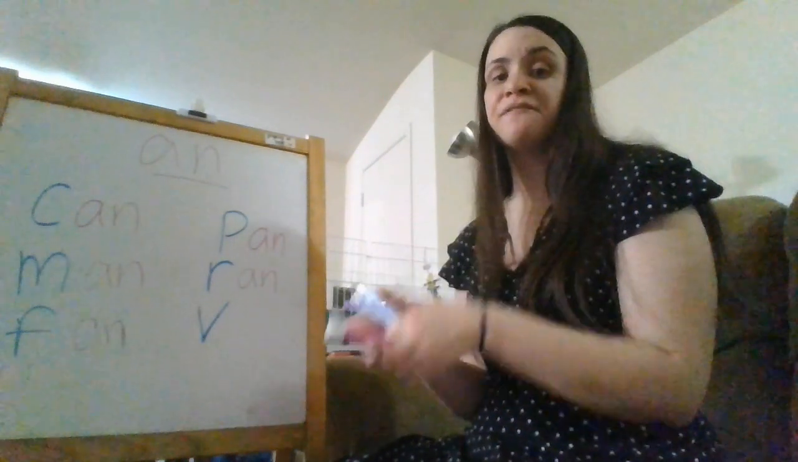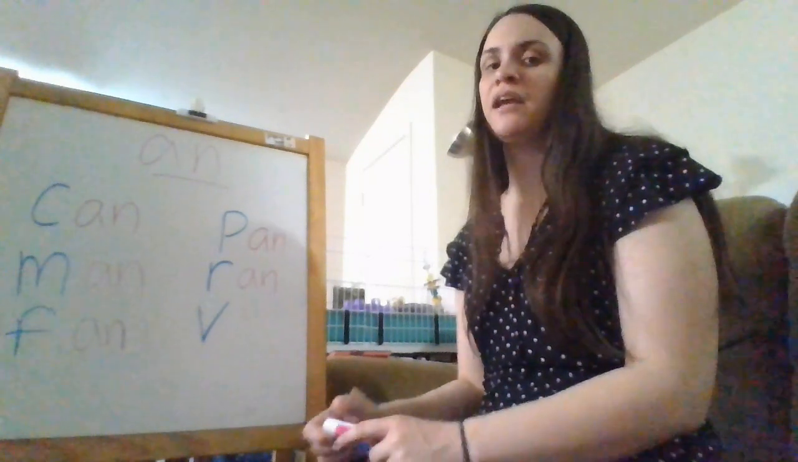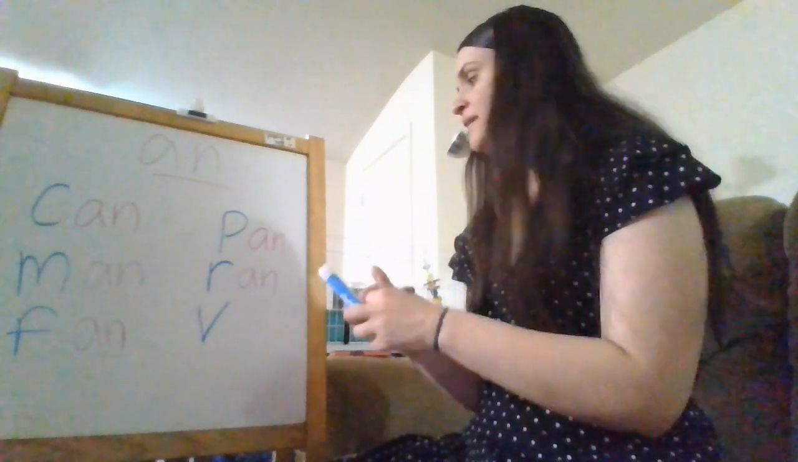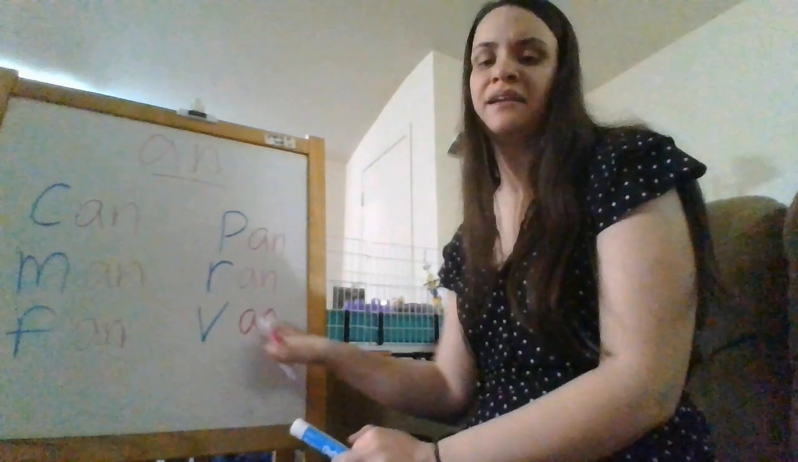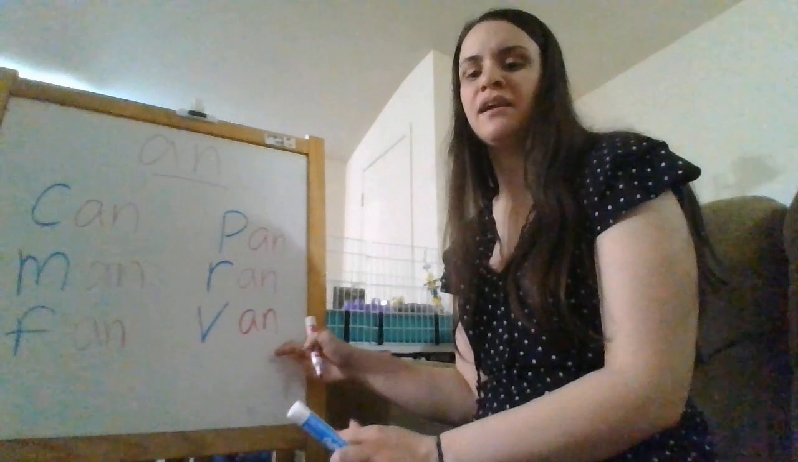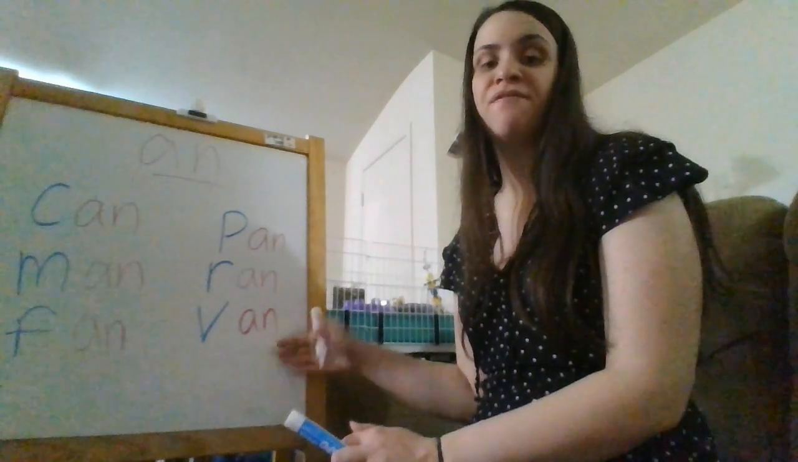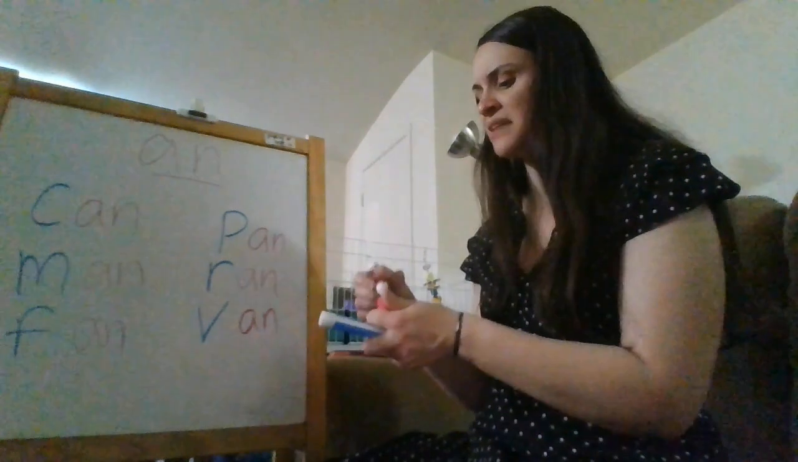What sound does the letter V make? It says vv, right? Can we say v? Now we're going to add an to that. We have van. What word do we hear? It's van. Can we say van? Ready? Van. Van is like a type of car.